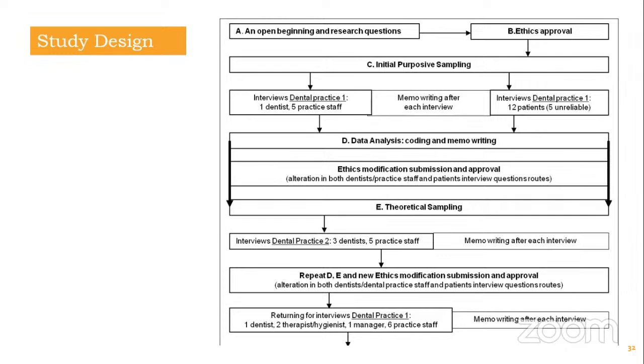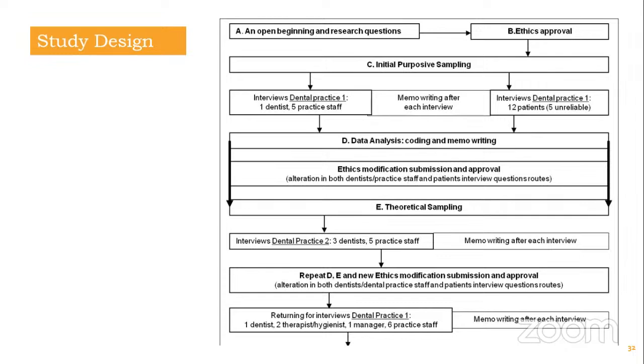In the second stage, ethical approval was obtained since they wanted to work in the clinical setup with hospital staff and patients and policy implementation. Ethical approval is very important in this case. So they obtained the ethical approval. Then in the third stage, they did an initial purposive sampling. So this purposive sampling included interviewing dentists and practice staff and some patients.